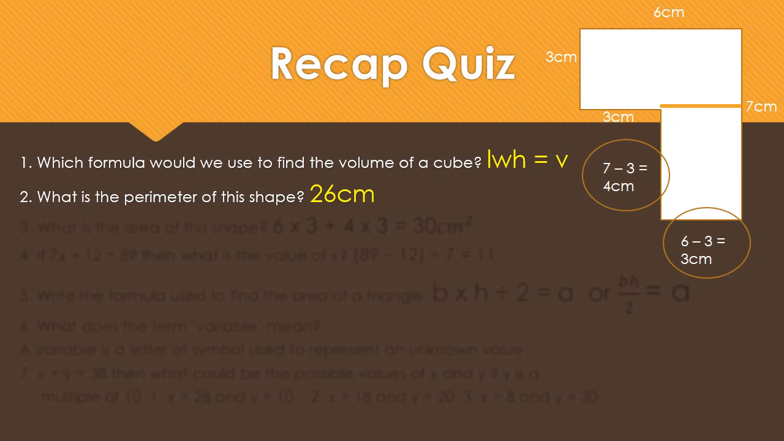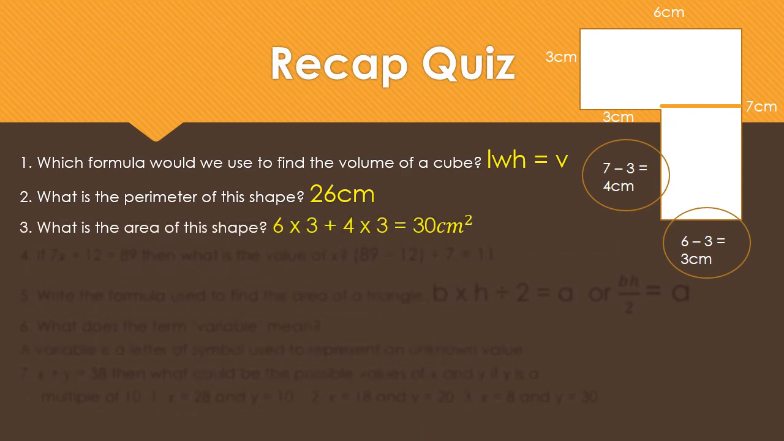And if we add those all up together, we'll get the perimeter. So 6 plus 3 is 9. 9 plus 3 is 12. 12 plus 4 is 16. 16 plus 3 is 19. And 19 plus 7 is 26. So our answer is 26 centimetres.